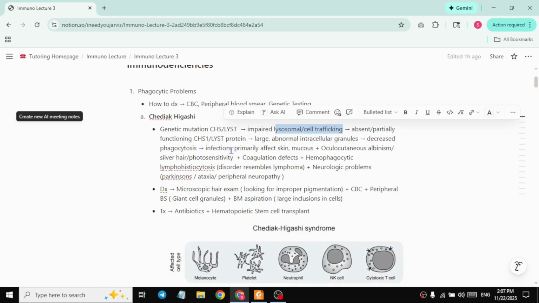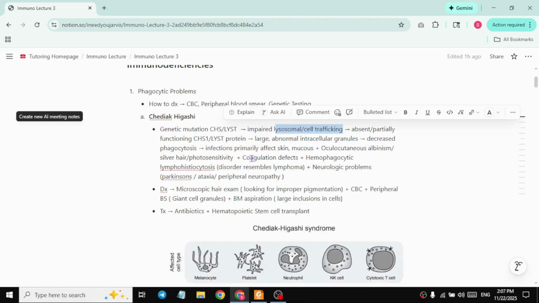But the other things that are being affected are the lysosomal or cell trafficking within all these different cells. For example, your melanocytes, right? The melanocytes have melanin, and the melanin is supposed to be deposited and all of that, okay? If they don't do that, they get oculocutaneous albinism, right? You may have silver hair. You may see photosensitivity with these guys.